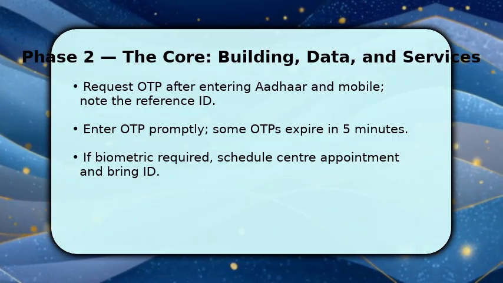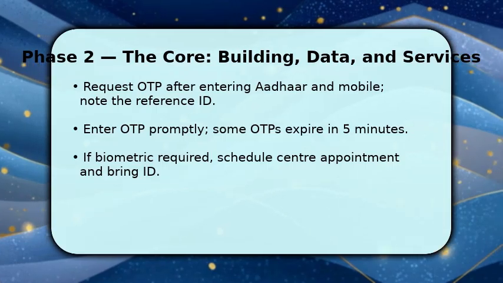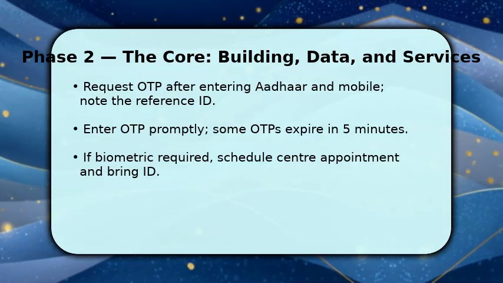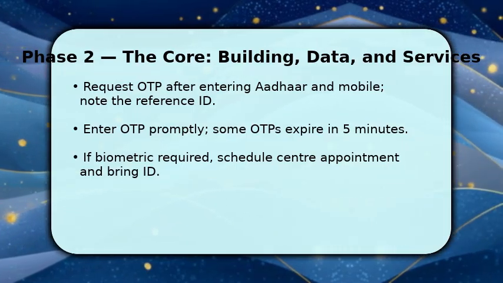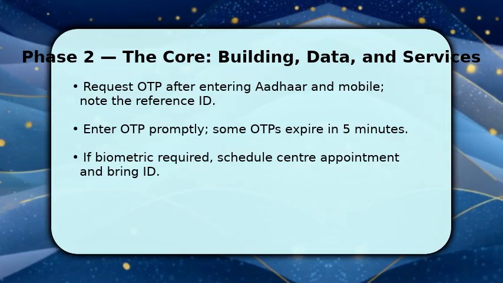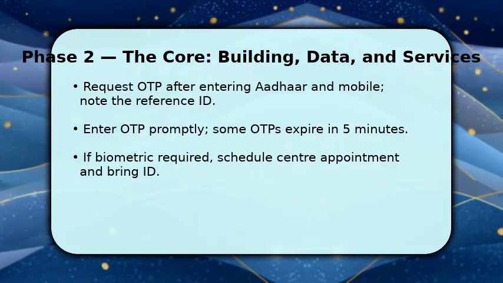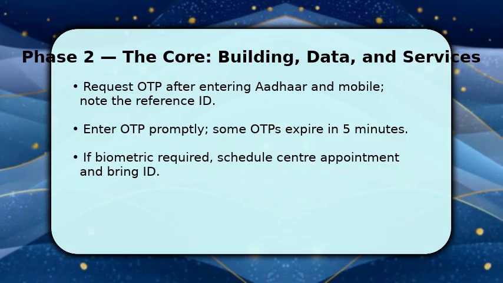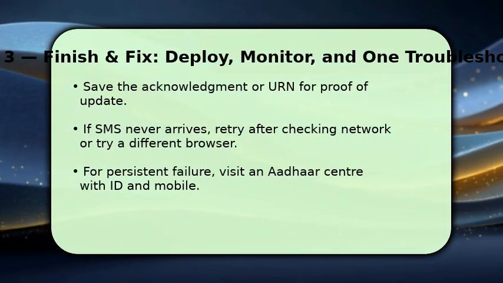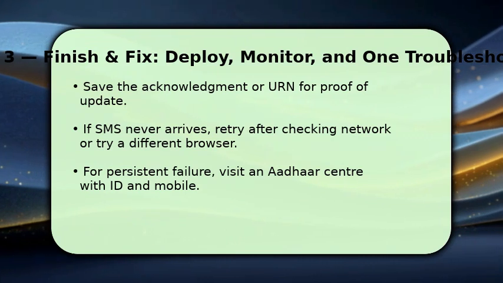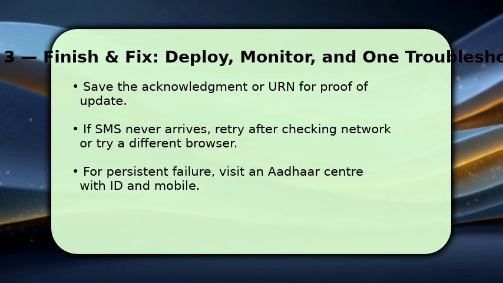After OTP verification, you will see confirmation or a transaction ID. Record it. If the system prompts for biometric authentication because of mismatch or security, make an appointment at the Aadhaar Center, bring original ID, and complete fingerprint or iris verification to finalize the link. Finalize by saving the update acknowledgement or the URN. This is your proof that the mobile is linked.